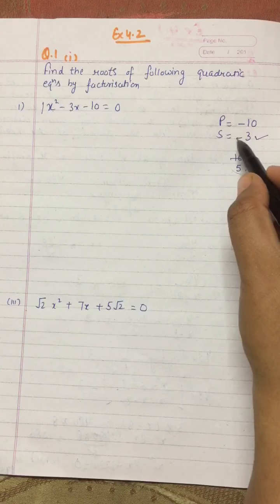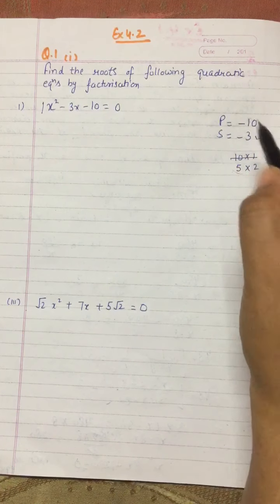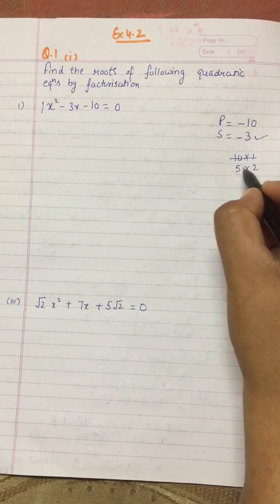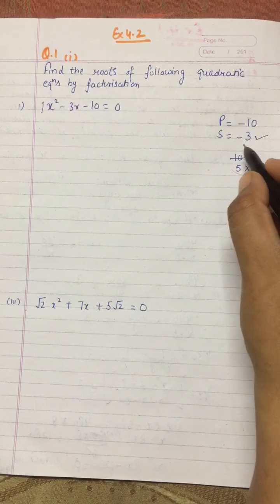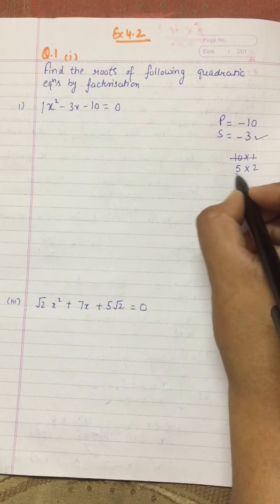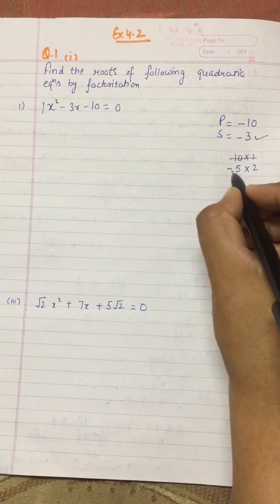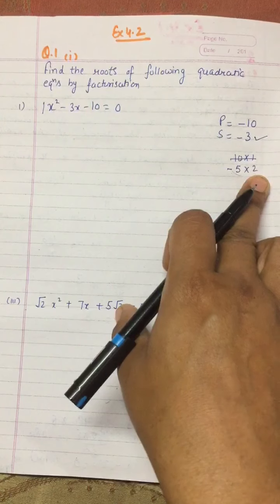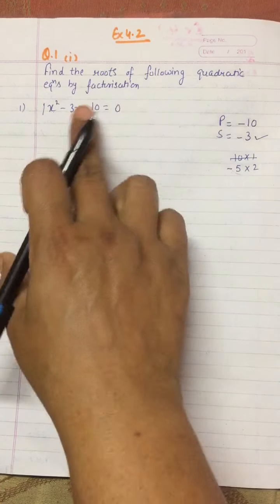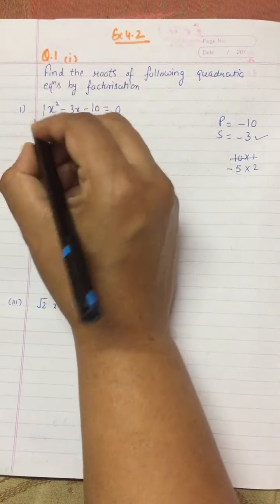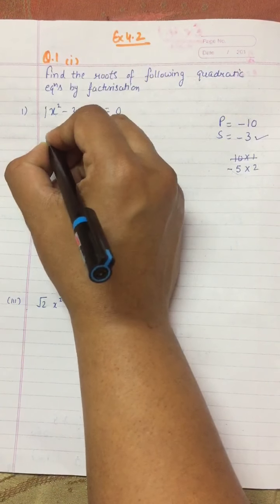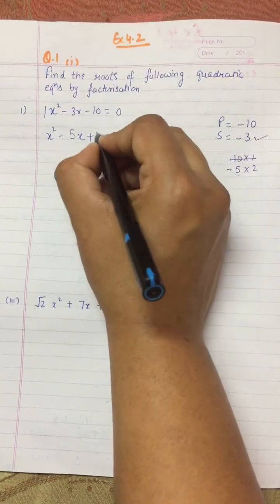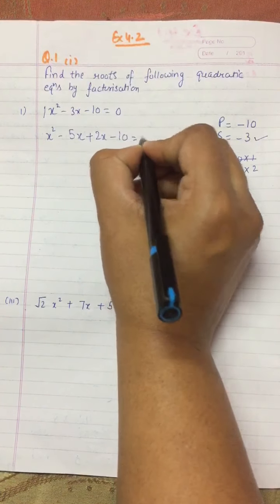But here the sign is minus, and here the sign is also minus. So we have to put the minus sign here. If I put the minus sign here, 5 minus 2, it will be minus 10, but it will not be minus 3. So we have to put the minus sign with the bigger term. Minus 5 plus 2 will be minus 3. So now I will use minus 5 and plus 2 in place of minus 3. It will become x square minus 5x plus 2x minus 10 equals 0.